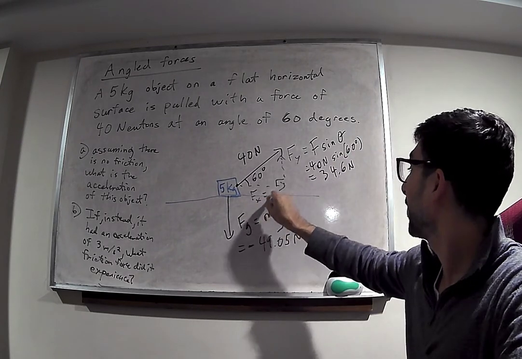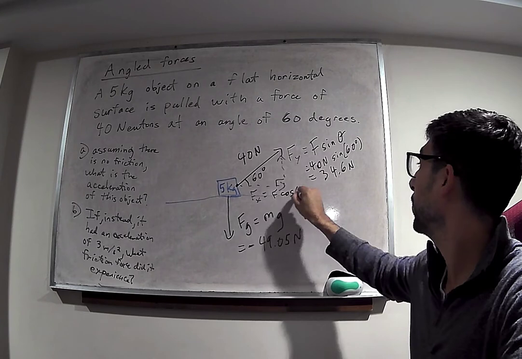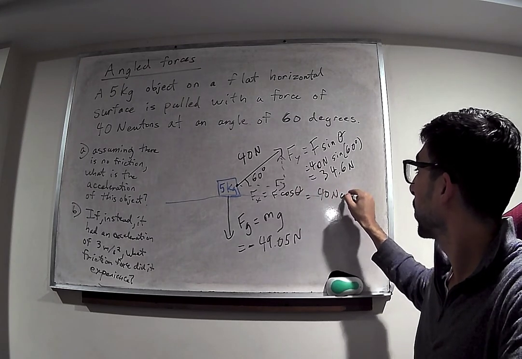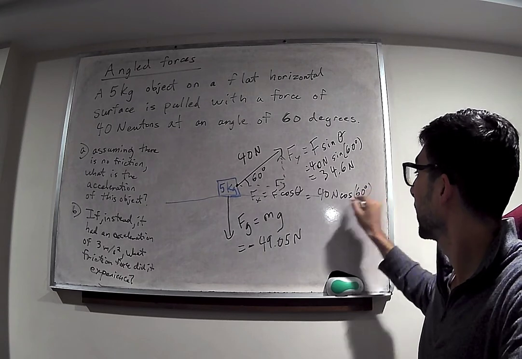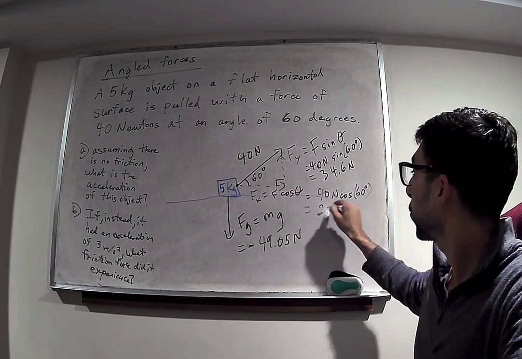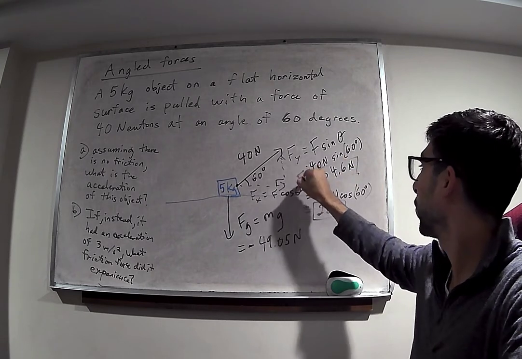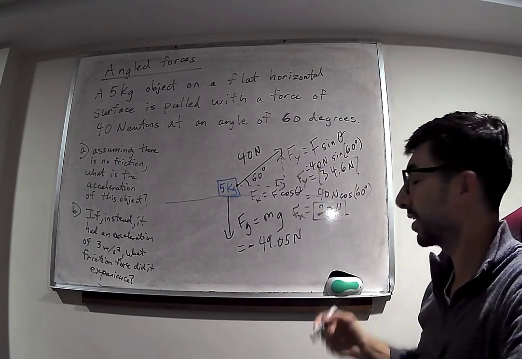And if we work out Fx, which is going to be F cosine of theta, we get 40 newtons times the cosine of 60 degrees, and that is going to be 20 newtons. So now we have our two components, our Fy upwards and our Fx forwards.